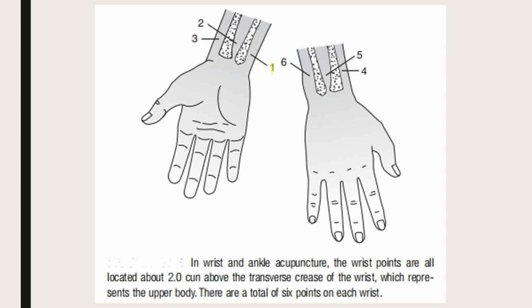Point locations and indications. Let's start with the wrist points. The wrist points are all located about 2 tsuen above the transverse crease of the wrist, which represents the upper body. There are a total of 6 points. Upper 1, location: on the ulnar side of the anterior forearm, in the depression between the ulna and the tendon of the flexor carpi ulnaris muscle.